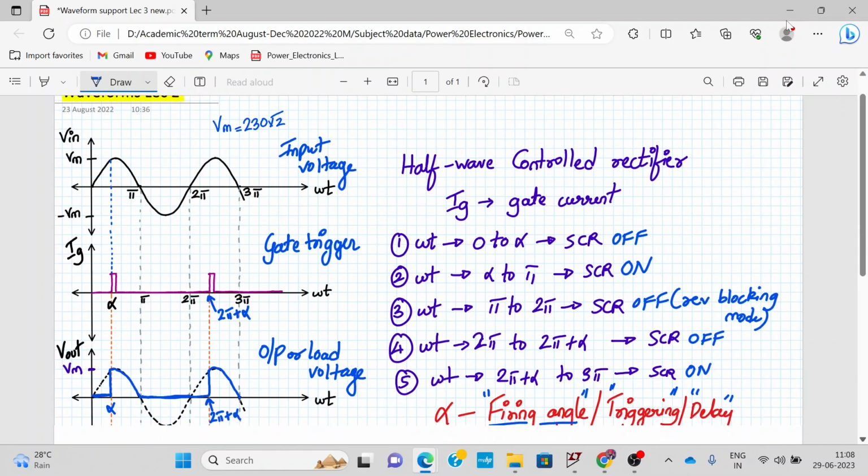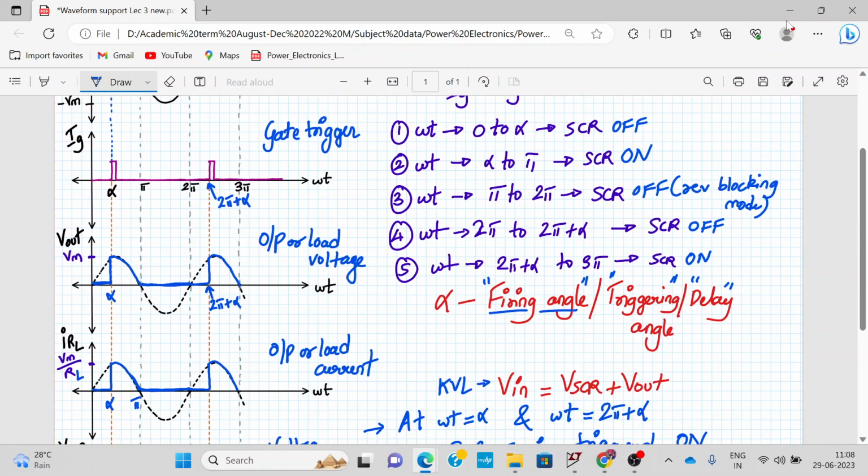Now let's investigate further and analyze the output waveform. If I want to find an average value of this waveform, let's say V out average, or we want to find V out RMS, we'll find out soon what all expressions we will get. So these are the waveforms.